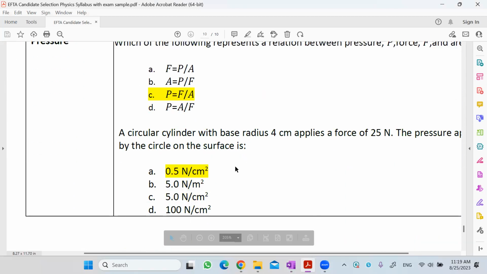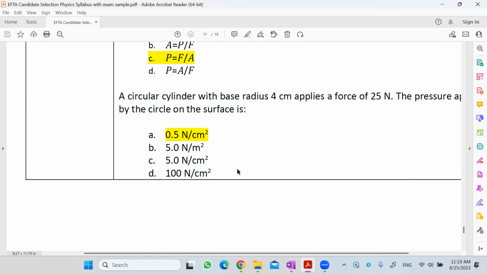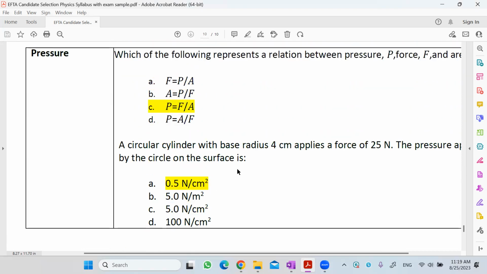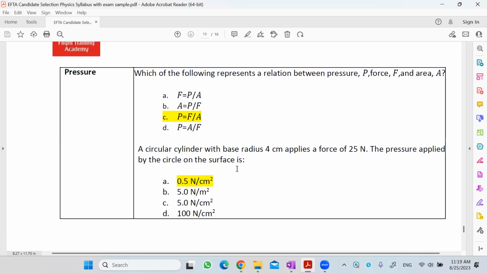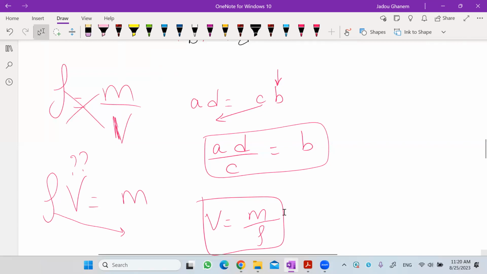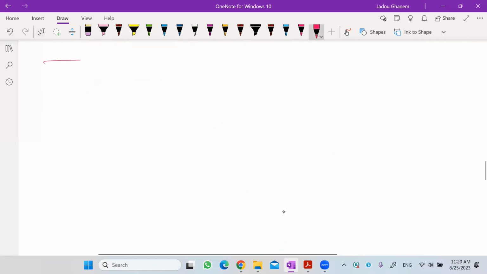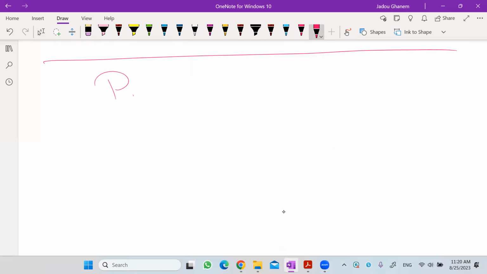Now let's talk about pressure, and these are the last two parts within this chapter. Which of the following represents a relation between pressure P, force, and area? And then they gave us such an example. Let's explain a little bit about pressure. Okay, assume that you have a book like this.